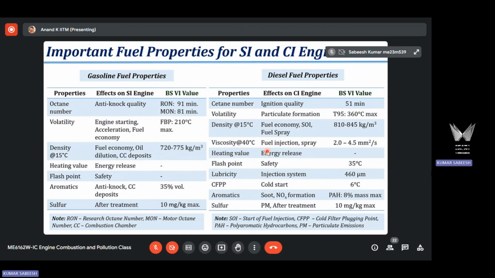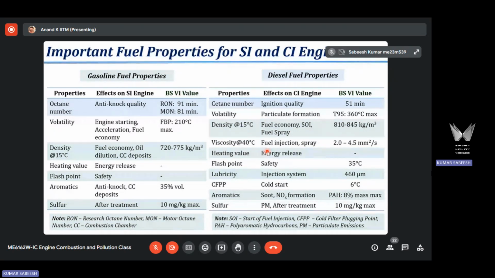And this is expressed in terms of megajoules or kilojoules of energy release by burning unit mass or unit volume. We prefer to have a higher heating value fuel because it implies that you have more energy content in the fuel. If you have a high energy content fuel, it is enough to burn less quantity of fuel to produce the same power output.